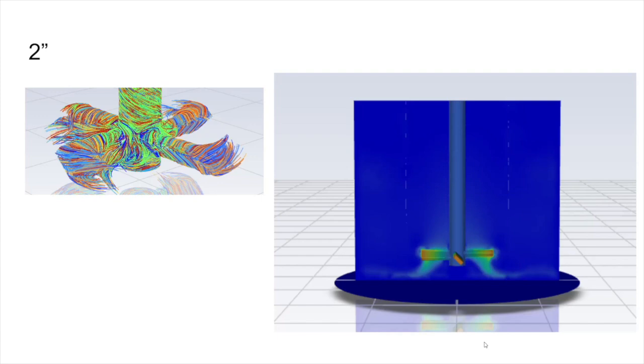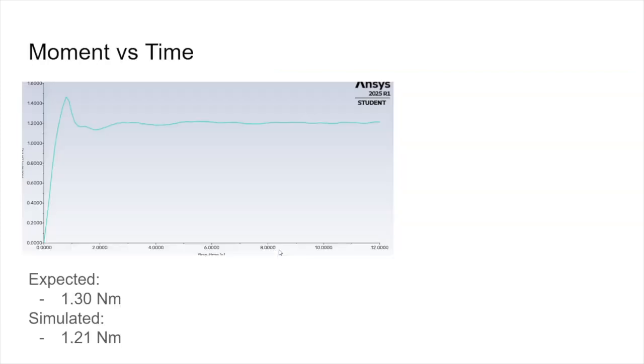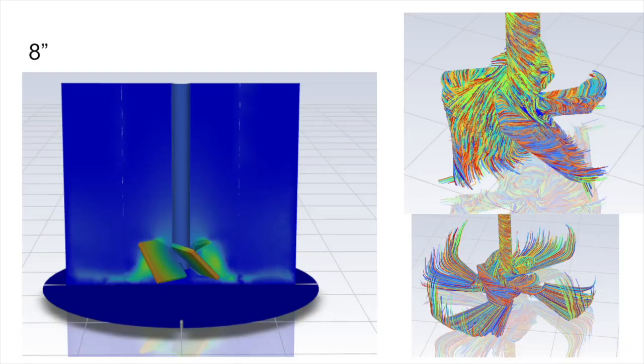For the 2-inch blades, you can see very similar things. Obviously, the geometry is a little smaller, so your tip vortices are a little smaller. But you can see very, very similar trends throughout the flow, including that splashing outwards of the fluid underneath the blades. And then again, for this moment versus time plot, it's very close with 1.3 Newton meters expected and 1.21 Newton meters simulated.